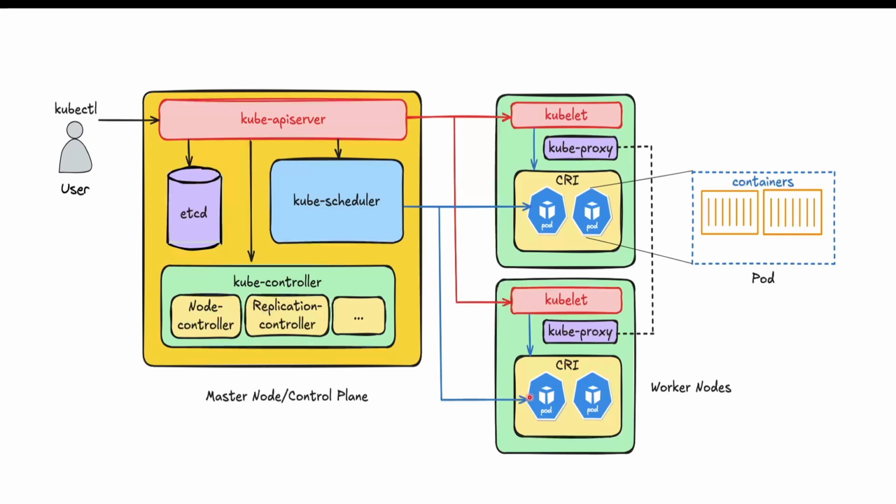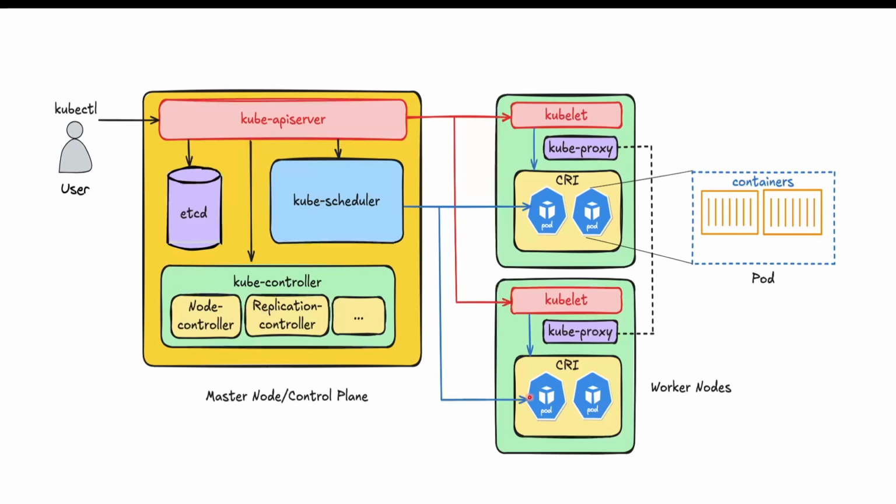The node controller checks the health of the worker nodes. If a worker node becomes faulty, it replaces it with a new node. The replication controller ensures that the number of pods, or workload containers, that you want to run remains intact as you specified. Likewise, there are other controller capabilities available, and they can be found in the documentation as well.